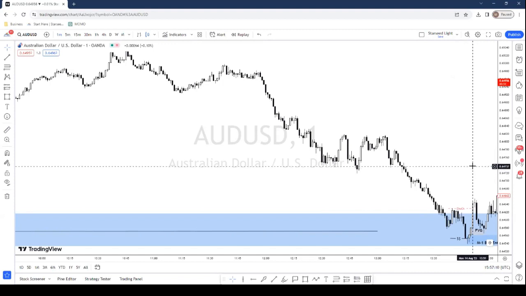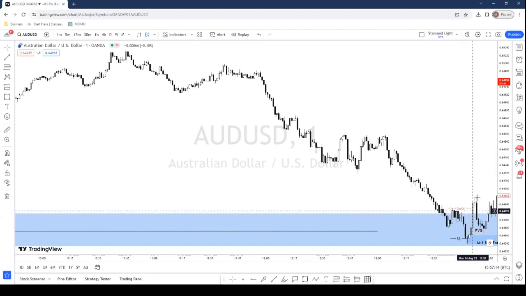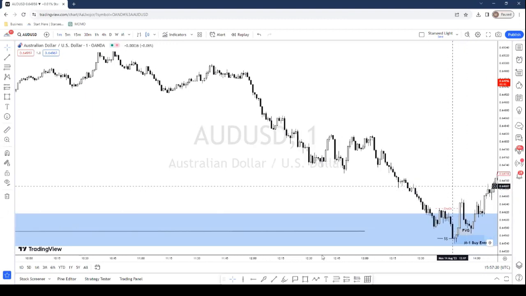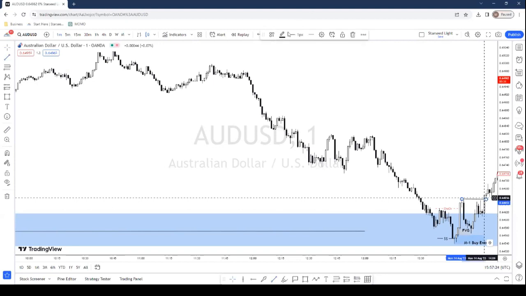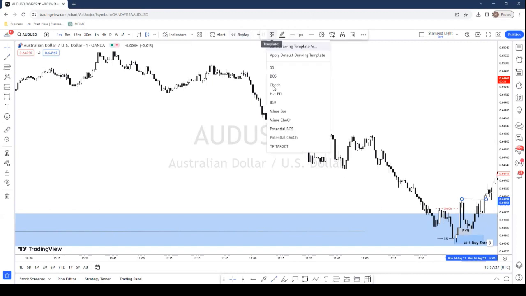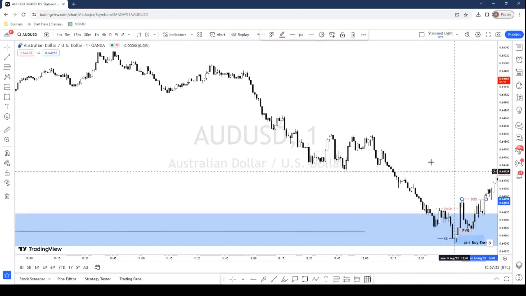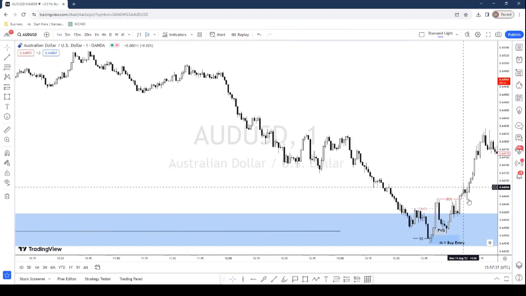So let's see what happened in the market. A change of character happened. The fair value gap somehow been filled in and then the market goes up. So that's a break of structure. And this here becomes my endorsement.